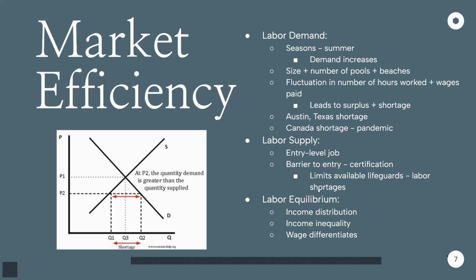Finally, the labor equilibrium. This leads to issues related to income distribution, as lifeguards typically receive lower wages compared to other sectors. Lifeguards are usually young people, and since they work during the summer, they are not able to earn a steady living wage. This leads to income inequality.